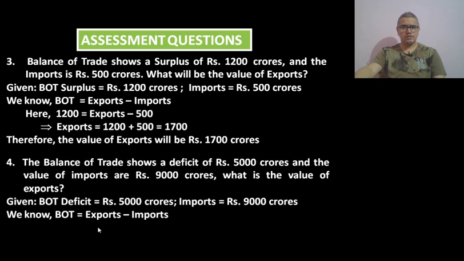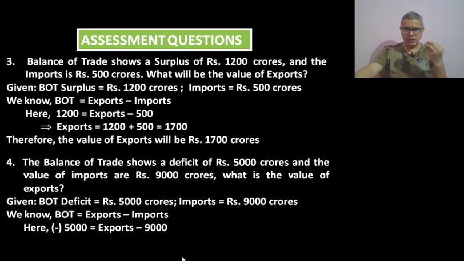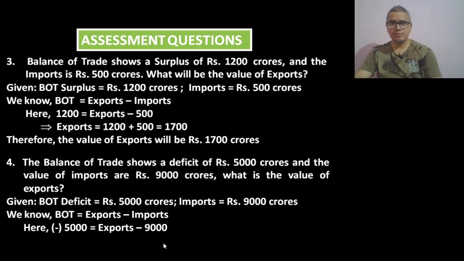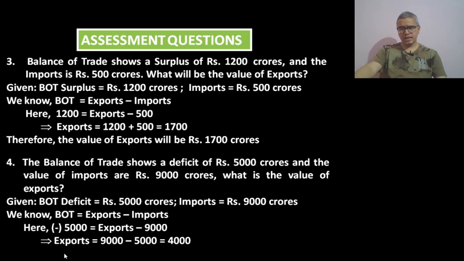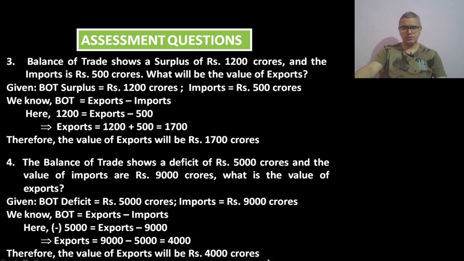Now balance of trade formula is exports minus imports. Here what we will do is we will write the value of deficit in negative form. Negative 5,000. This will make our calculation easy. Otherwise, if we don't write this negative 5,000 here, then we will get an answer, but the answer will not get the sign properly and our answer may be wrong. So whenever we depict it by minus over here, it will be easy for us to solve the calculation. So deficit means minus. So minus 5,000 equals exports minus 9,000. After calculating, we get 4,000 as the answer. So the value of exports is rupees 4,000 crores.